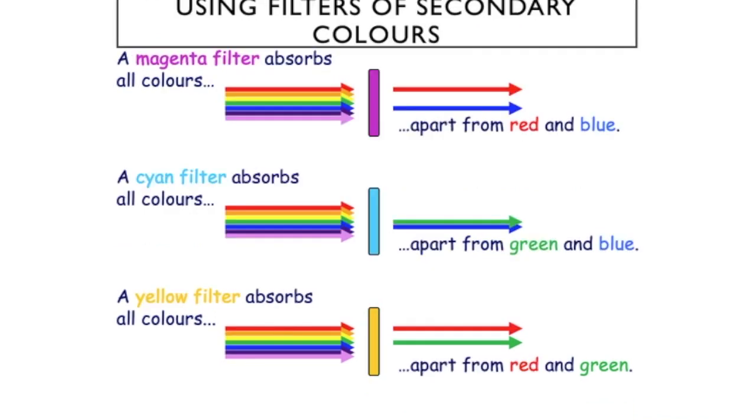They absorb all of the colours except the colour that they allow through, and they transmit that colour through. In a similar way, we can use filters to transmit secondary colours by absorbing all of the colours except the colours that make up that secondary colour. So for the magenta filter, it absorbs all the colours except for red and blue, and when red and blue light mix, that makes a secondary colour of magenta. And that's similar to what happens for cyan and for yellow.